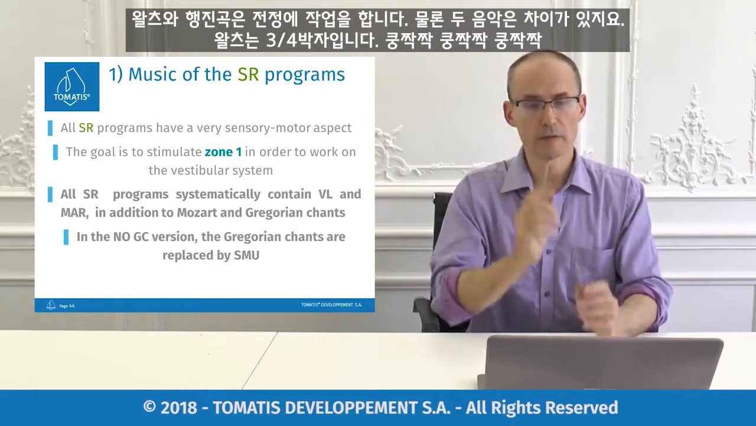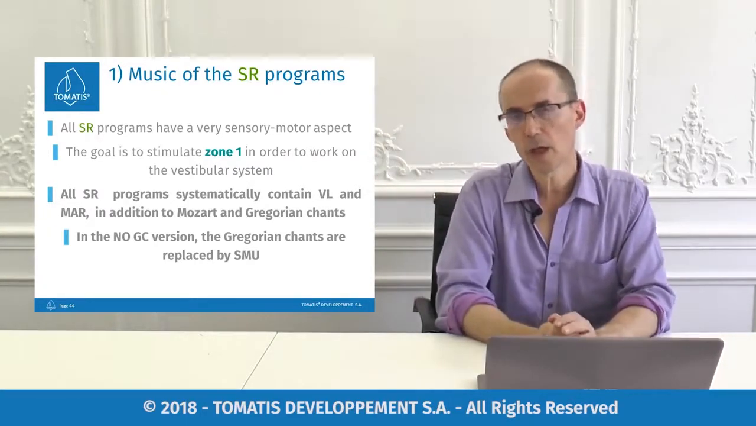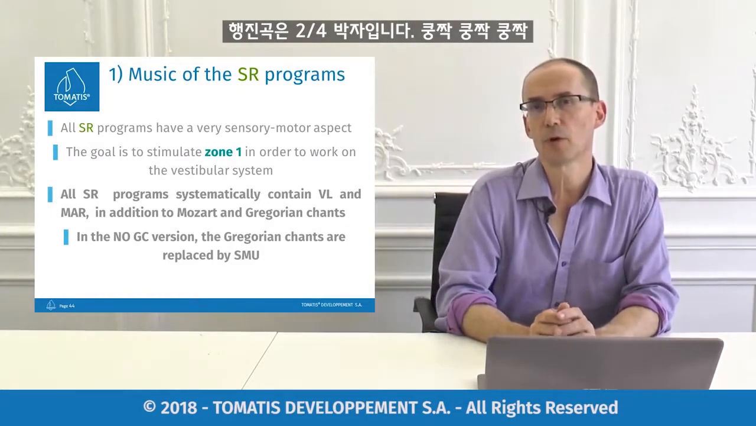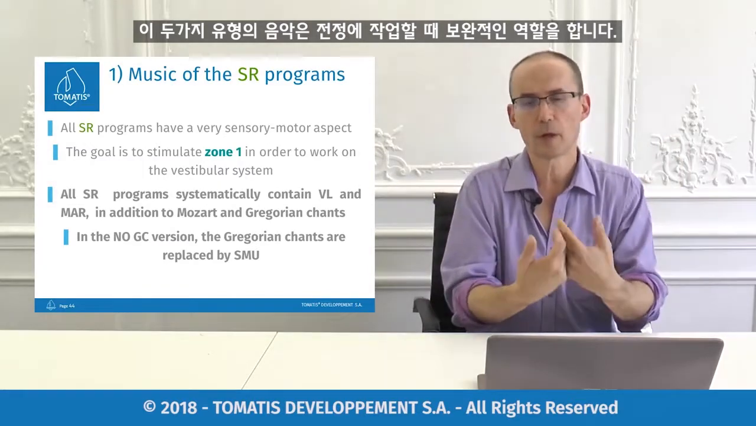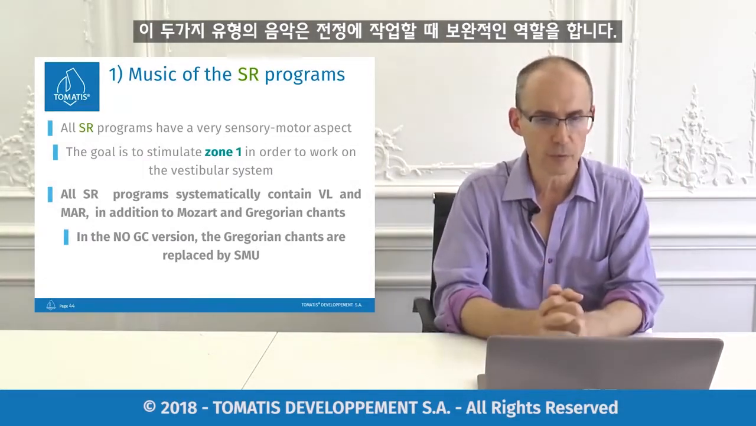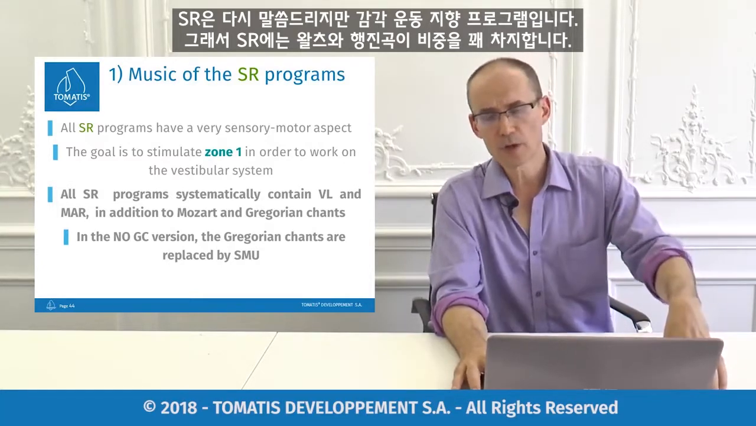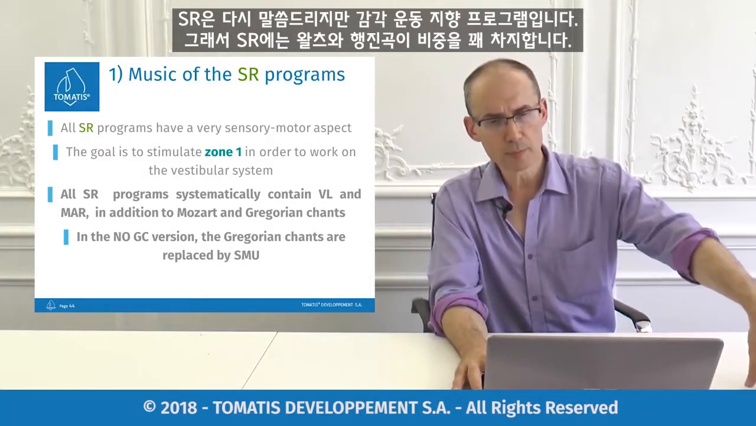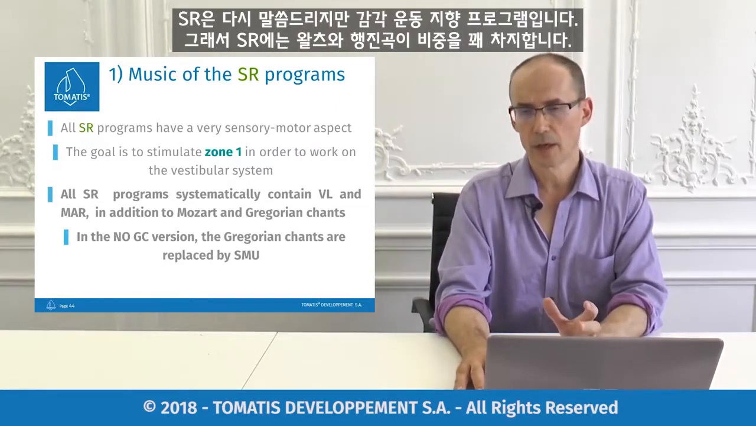The difference is that VL is a 3 on 4 time, 1, 2, 3, 1, 2, 3, 1, 2, 3, and march is a type of 2 on 4 music, 1, 2, 1, 2, 1, 2. So the two types of music are very complementary to work on the vestibule. In all the SR programs, which are once again sensory motor oriented programs, you will see a good proportion of VLs and marches.